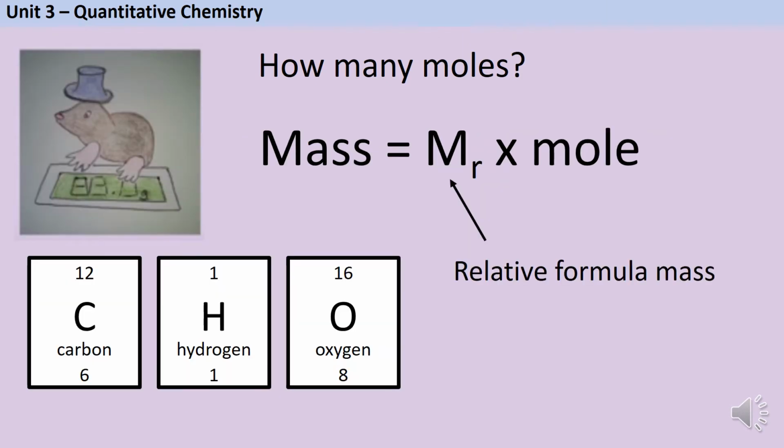Depending on which chemical reaction you're looking at, you may need to use different information to work out the number of moles in a different way, either from the mass or from the concentration or from the volume. So we'll look at each of these in turn.